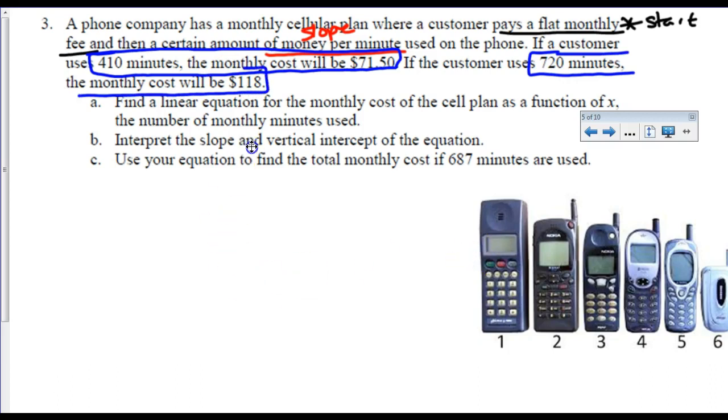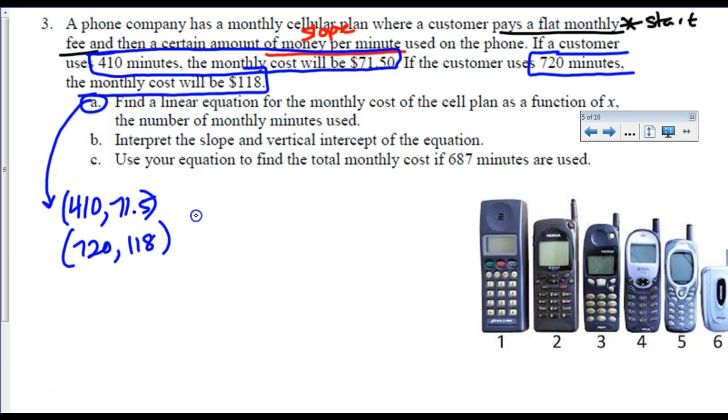So it says find the linear equation where x is the number of minutes used. So here's what I'm going to do. I'm going to write those two clues out as ordered pairs. So 410 minutes, the charge was $71.50. And then 720 minutes, the charge was $118.